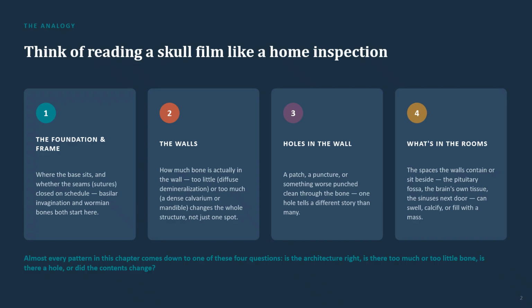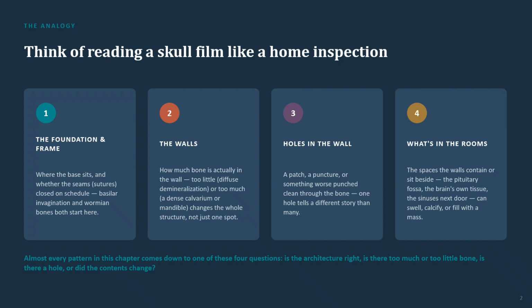As with all other chapters, we start out with an analogy, and this analogy for this particular chapter is to think of reading a skull film like a home inspection. If you've ever purchased a home, or even if you rented an apartment, you always do some type of home inspection. The first thing you look at is the foundation and the frame, then the walls, determine if there are any holes in the walls, and then also you inspect each individual room.